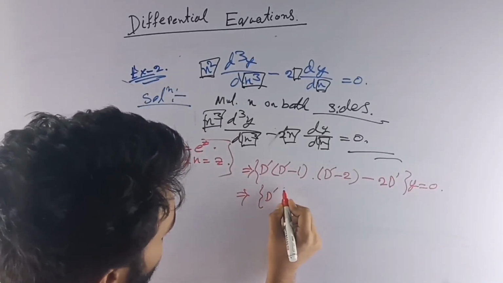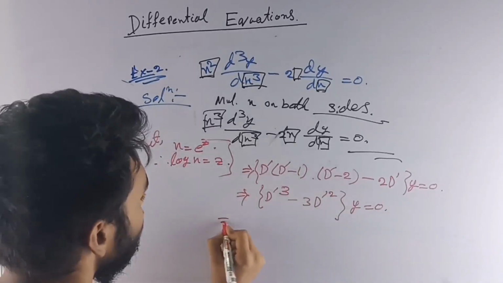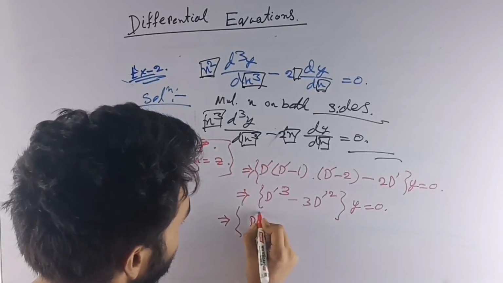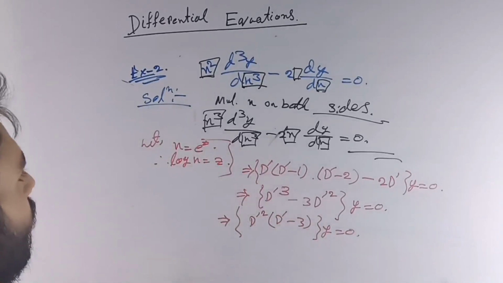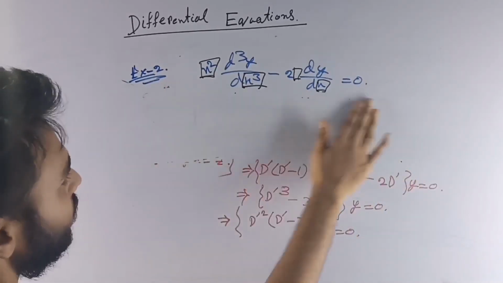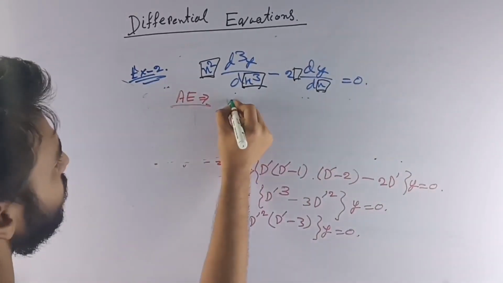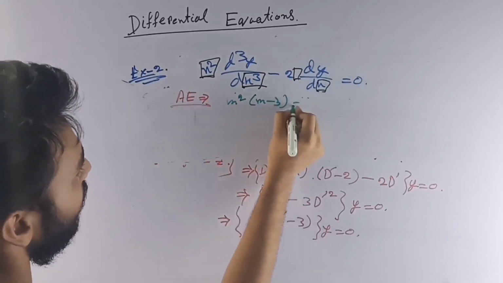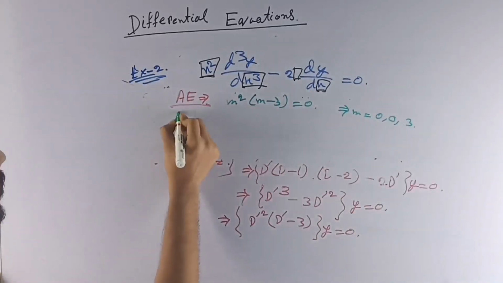So therefore it becomes D naught cube minus 3 D naught square of y equals 0. First of all we can take a common factor, so that is D naught square times D naught minus 3 of y equals 0. Now find the AE. So AE equals m square minus m minus 3 equals 0, and m becomes 0, 0, 3. That's it.